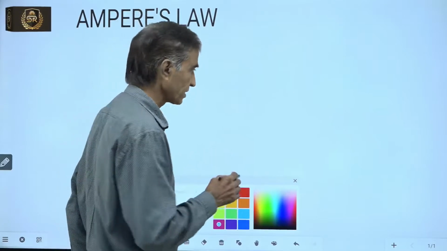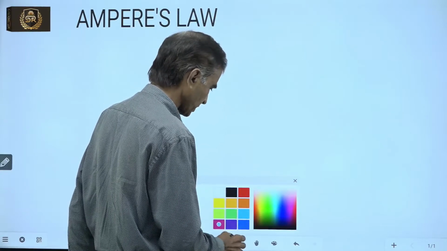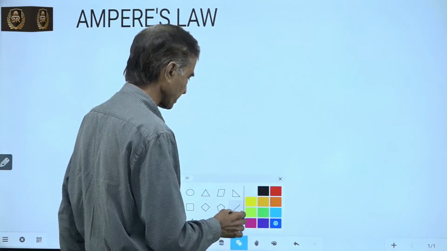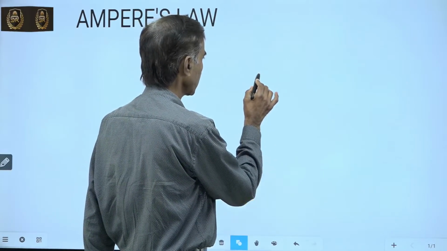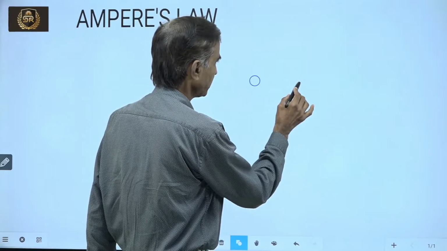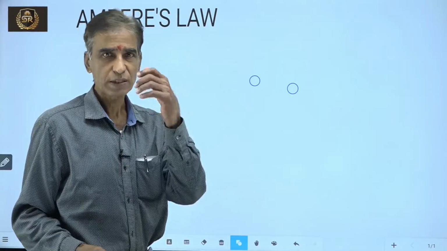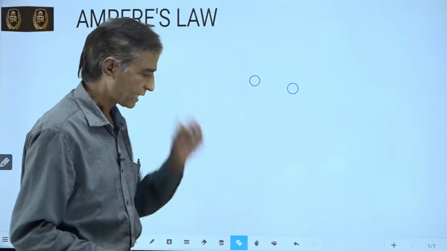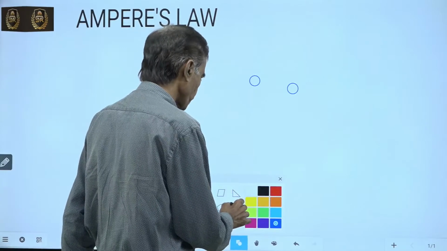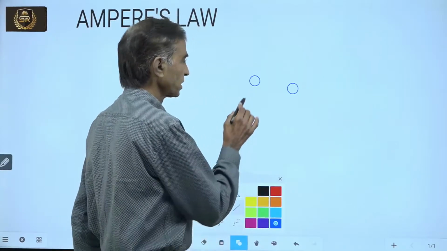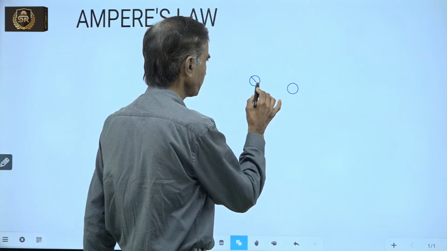So now suppose for example there are two conductors here, minimum two, carrying current. This is one conductor, and this is another conductor. Two conductors, any number we can take, but to understand the statement I am taking only two conductors now. See here, one conductor is carrying current into the plane.